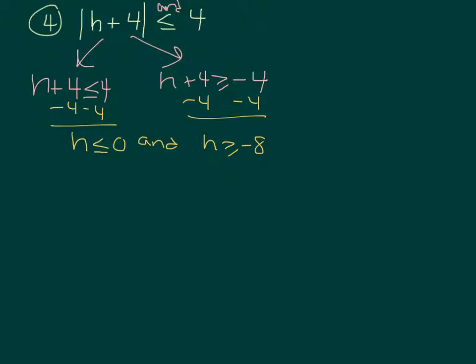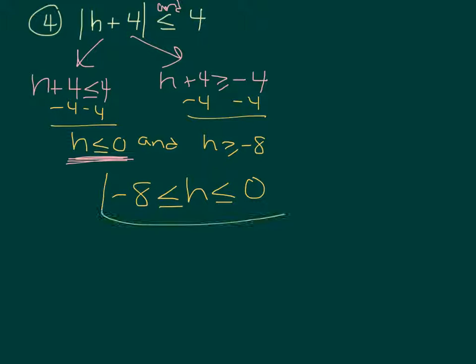As with the previous one, we put our lowest number first, we put our variable, we put our highest number. Now we look back at the higher number. I have h is less than or equal to 0, so I'm going to keep it like that. And I'm going to put the other inequality sign in the same direction. This is my answer for that.